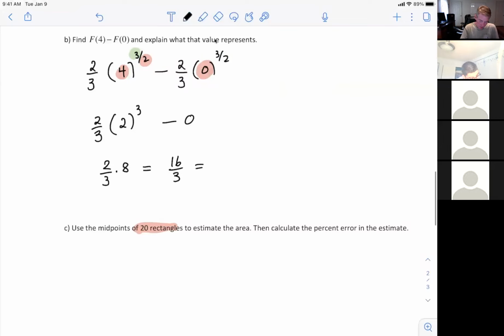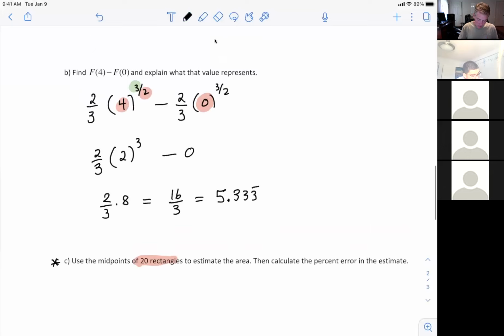But on part C, we're going to find the decimal answer because we're going to be using the calculator. So this would be 5 1/3, 5.333, and the 3's go forever. So when we do part C, our answer should be close to that.